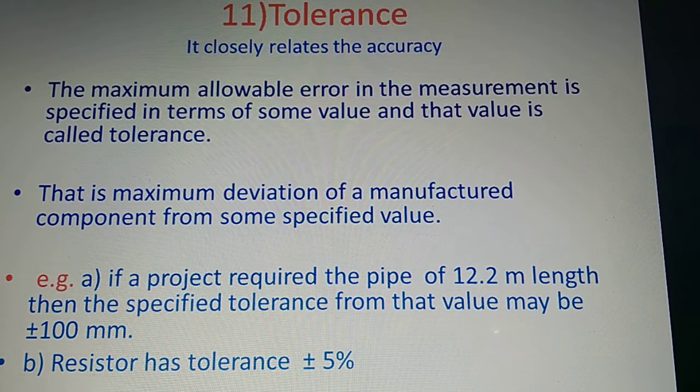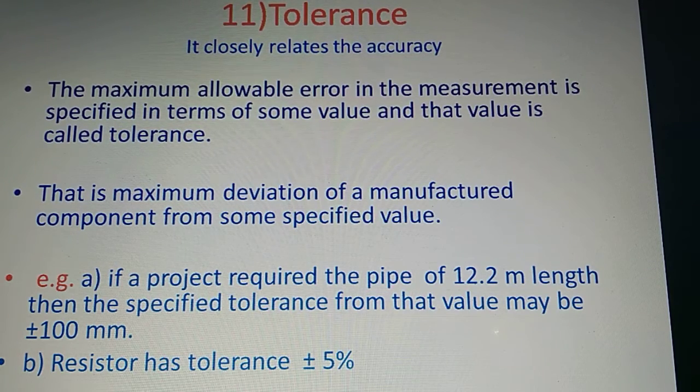Let's take an example of a resistor whose tolerance is equal to plus minus 5%. It means that if the resistor which is given to you has a resistance value of, let us say, 250 kilo ohm and its tolerance is equal to plus minus 5%, it means that the value of the resistor may vary by plus minus 5%.